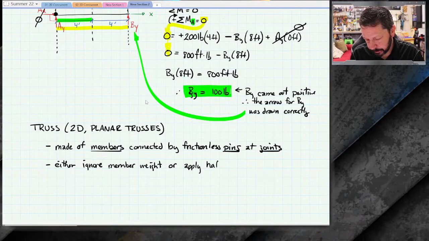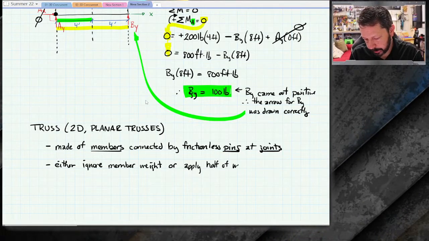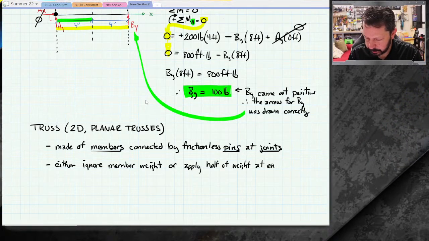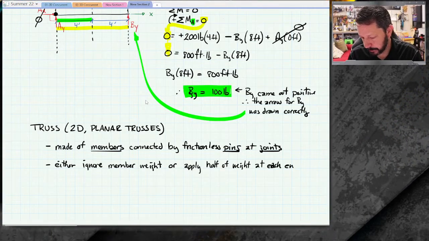half of the weight at each end of the member.